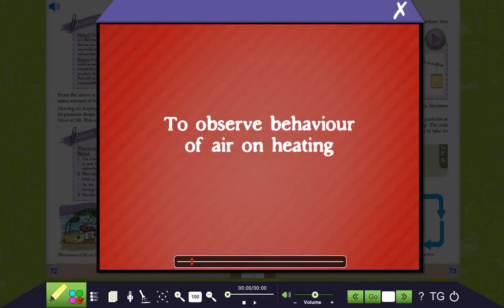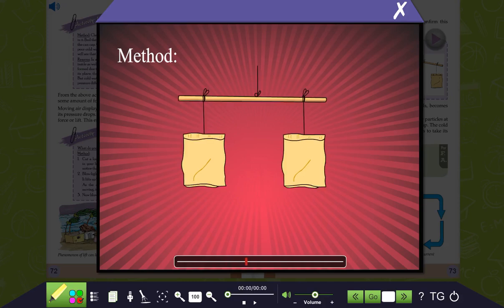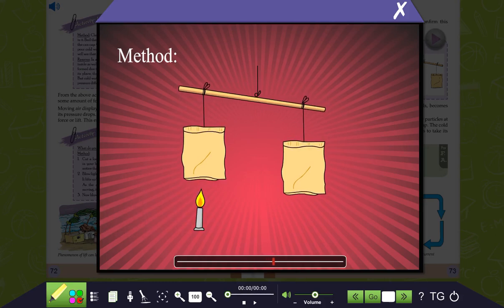Activity 3. To observe behavior of air on heating. Method. Take 2 paper bags and tie them inverted with a stick as shown. Balance them and keep them in that position. Light a candle below one bag and observe carefully. You will notice the bag will start rising up.